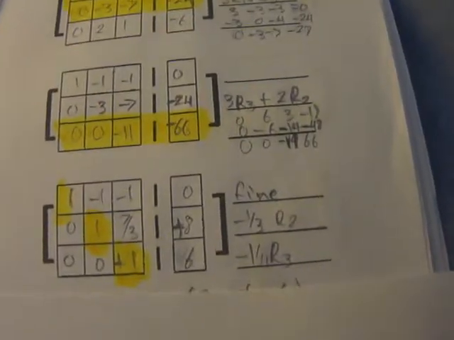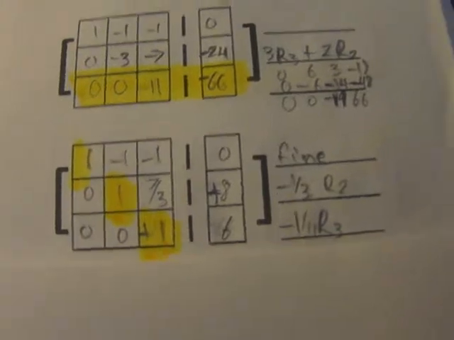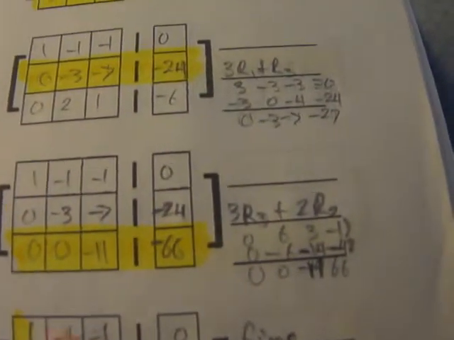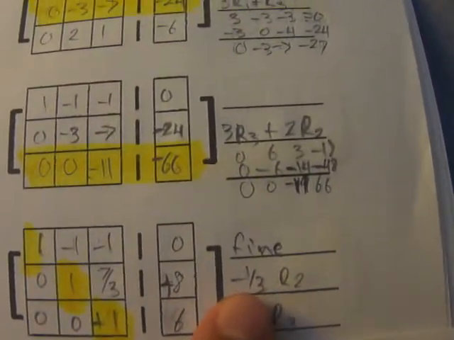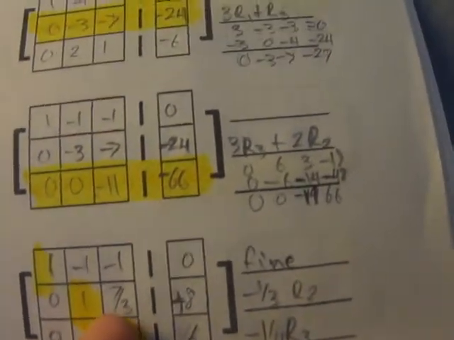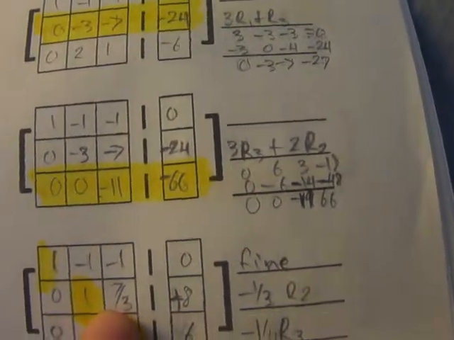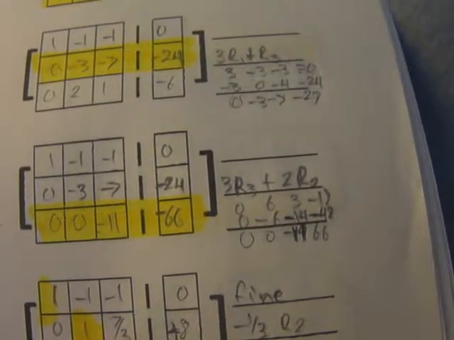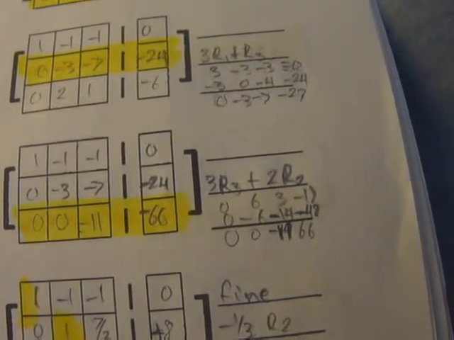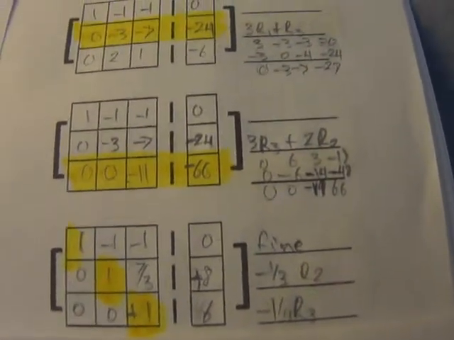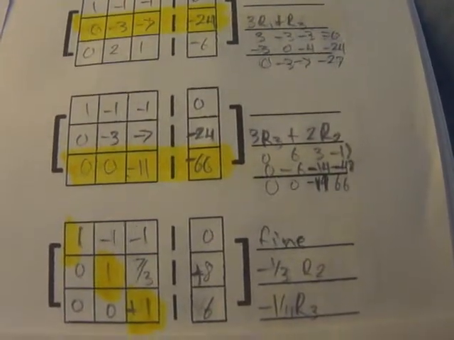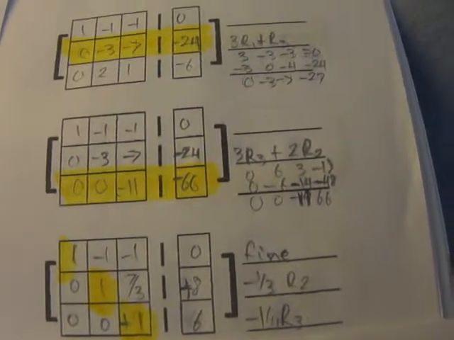Now for the last thing we're going to want to do is to find the leading ones. With this first row, everybody has a 1, so that's fine. The second row over here has a negative 3, so what we're going to want to do is multiply by negative 1 over 3, give us our 1, and negative 7 over 3 will give us 7 over 3, and 24 times 1 over 3 will give us 8.